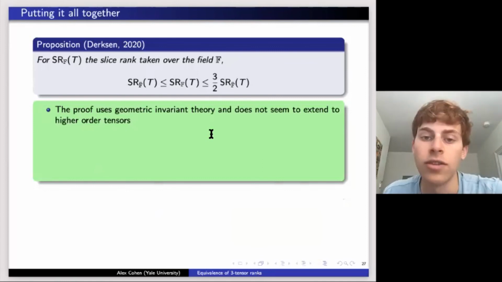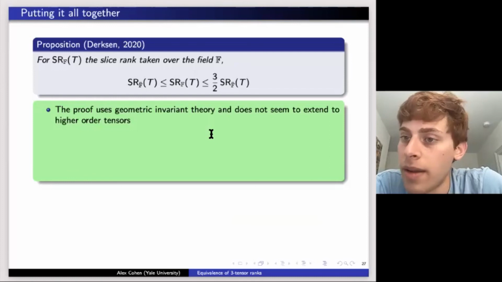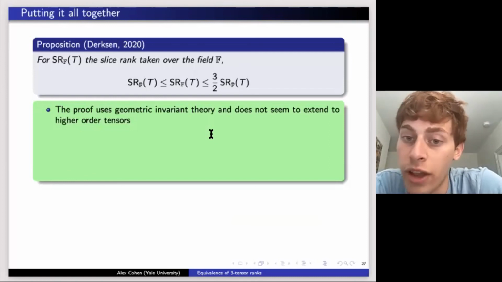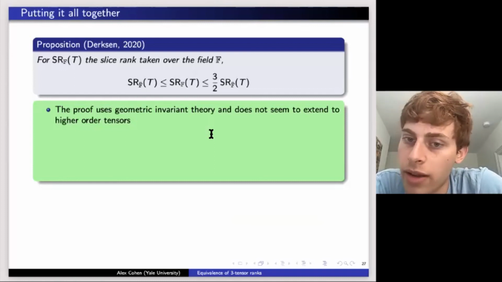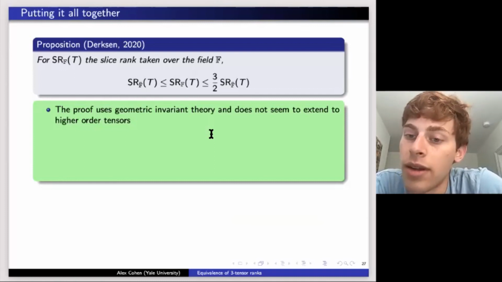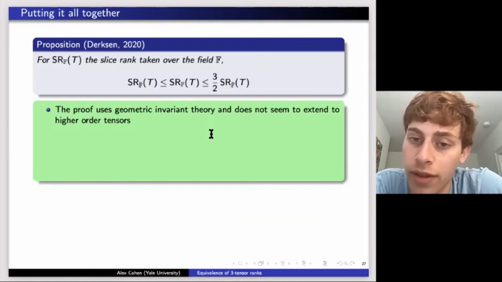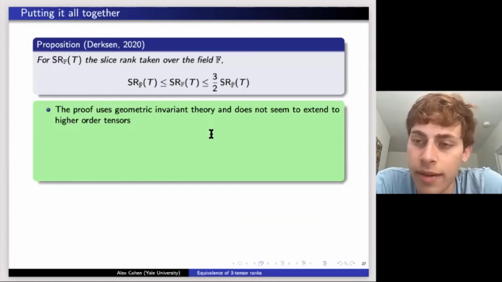Now all that's left is going back to the base field. As we said, if you look at a field extension, the slice rank could decrease because you have more slice rank 1 pieces. But Derksen proved that the slice rank is at most 3/2 times the slice rank over the algebraic closure. And the proof uses geometric invariant theory. It's totally unrelated to all the things that we did here.